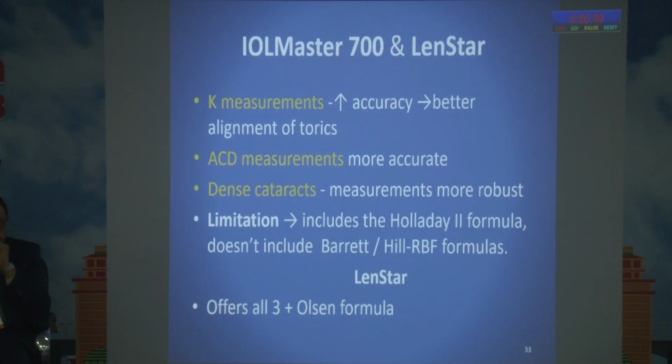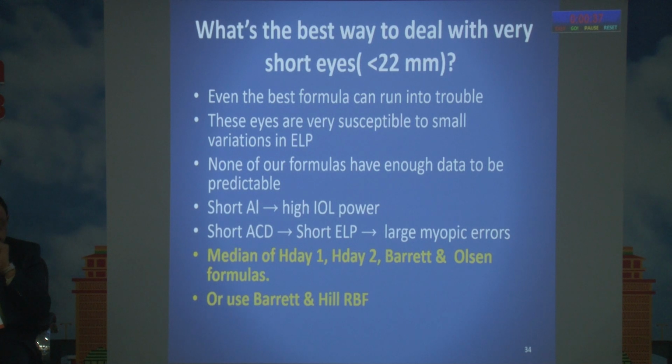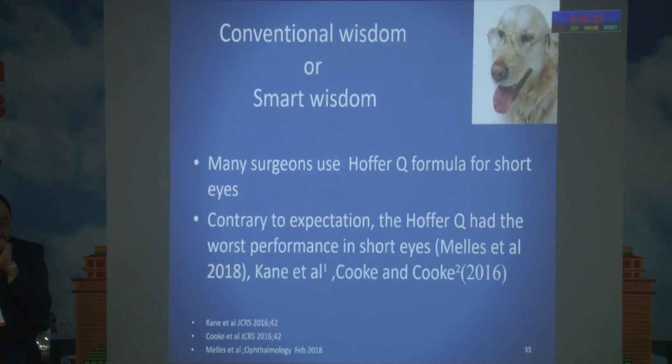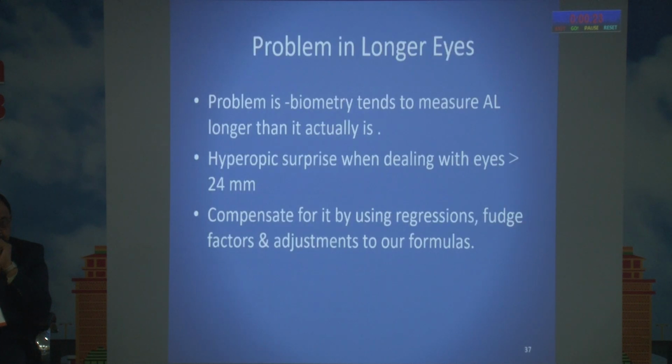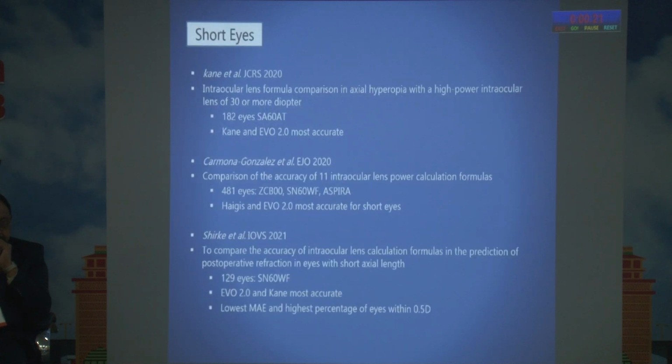So these are the newer instruments. So what is the best way to deal with short eyes? Traditionally, we were using Hoffer Q, but now the literature says use Barrett and Hill RBF. So conventional wisdom has been overtaken by smart wisdom. And this was the meta-analysis done in shorter eyes, and they found that Kane, Barrett, and EVO are giving us better results. These are the literature from 2021 and 22.